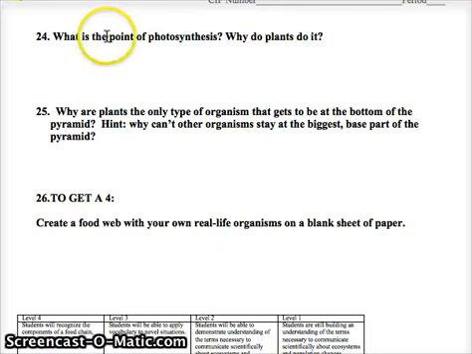24. What is the point of photosynthesis? Why do plants do it? Write your answer below. 25. Why are plants the only type of organism that gets to be at the bottom of the pyramid? Hint: why can't other organisms stay at the biggest base part of the pyramid? Write your answer below.